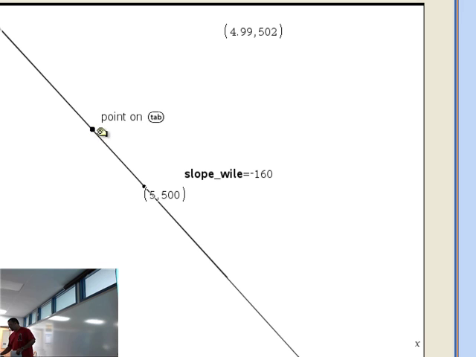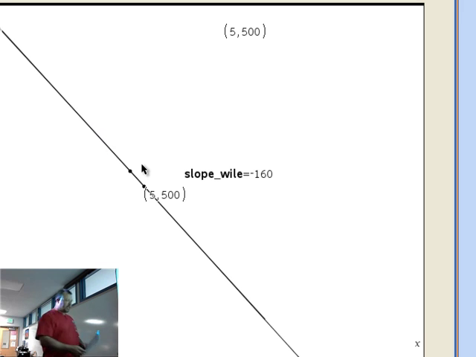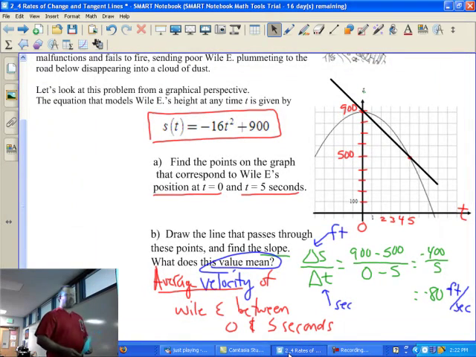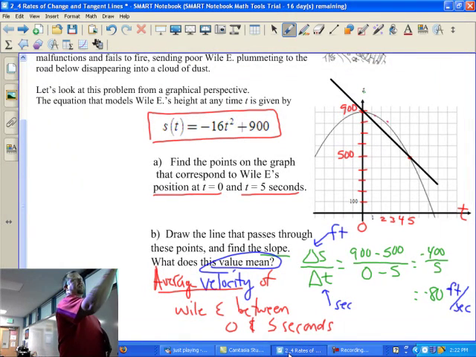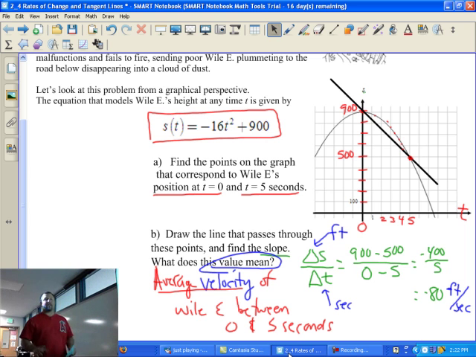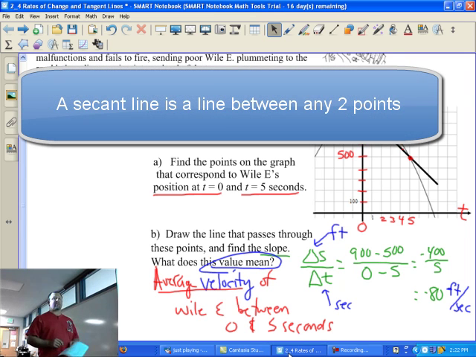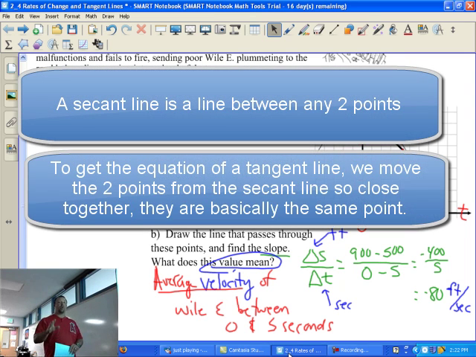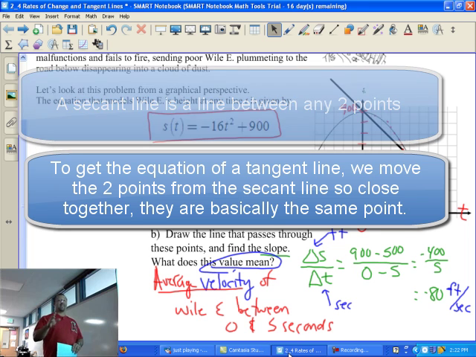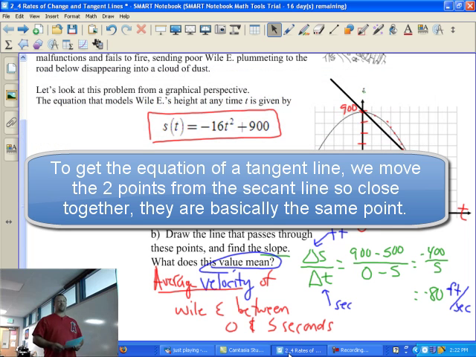And I can drag these points closer and closer together. Question is, what do you think is the graphical interpretation of the line as I get closer and closer and closer to this point? Well, if you said the tangent line, you would be correct. Two things to understand here. A secant line is a line between 2 points that we're going to calculate the slope for. A tangent line only has 1 point, and we're going to need limits to calculate the slopes of these things.